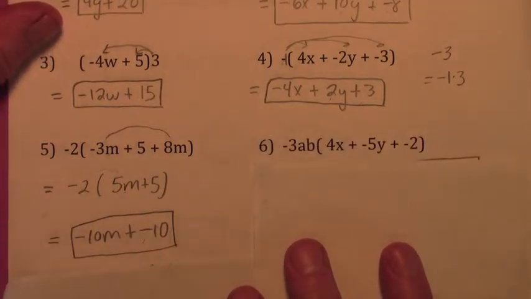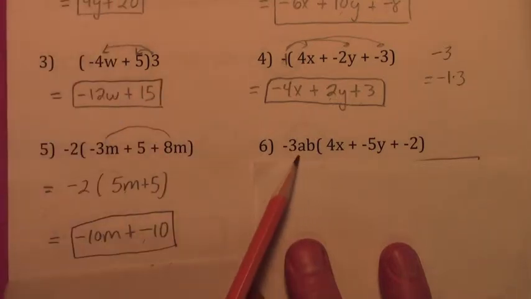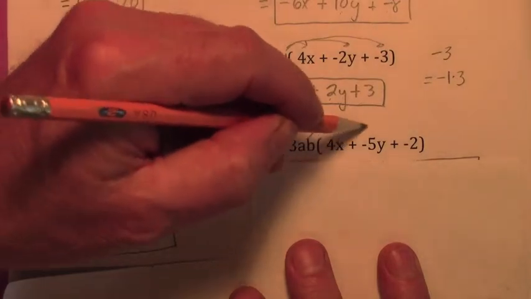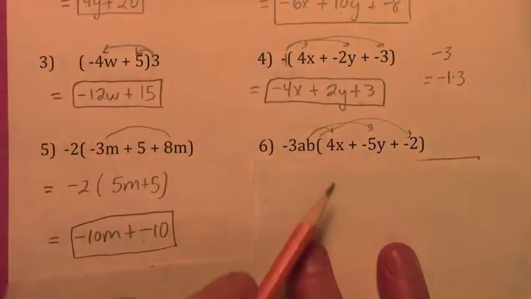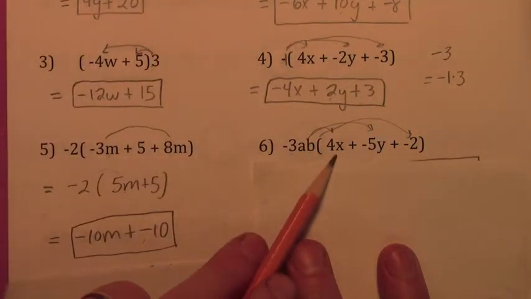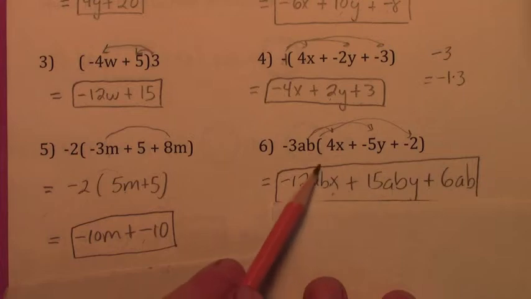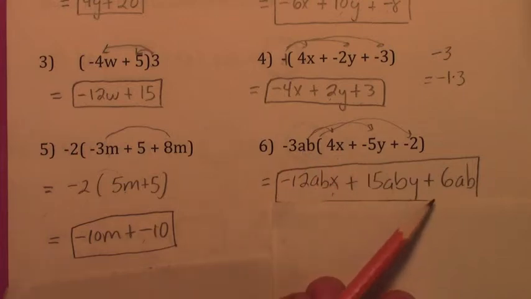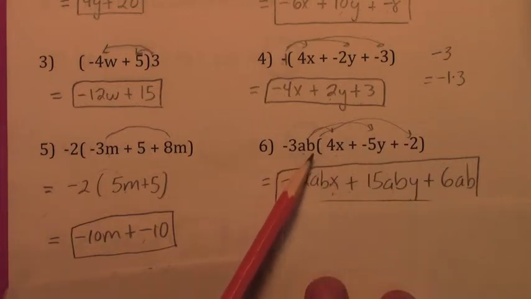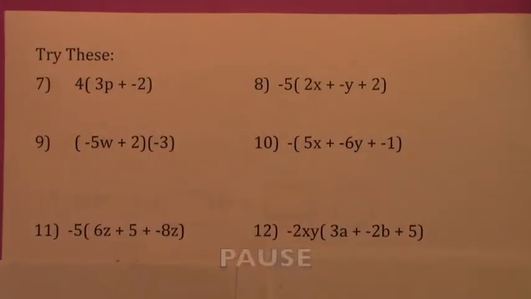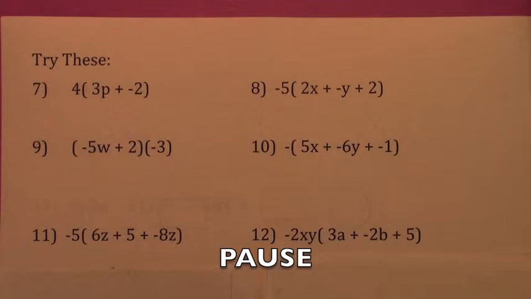A couple more and I'll give you some to try. How about that? Here we have negative 3ab times this quantity. The 3ab has to multiply each of them. So you get, let's see, negative 3ab times 4x. I get negative 12abx plus 15aby when this multiplies this, plus 6ab. Negative 3ab times negative 2 is 6ab. Okay, why don't you hit the pause button and try these.